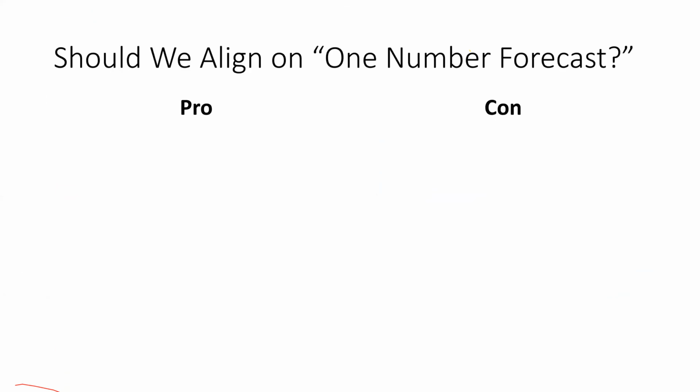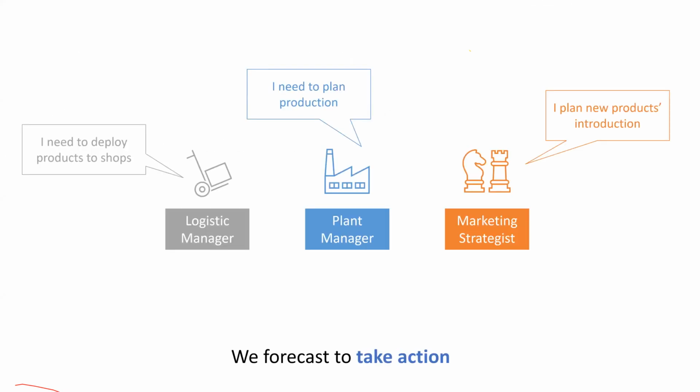Okay, so now for my small debate. In supply chain, you have a concept in forecasting called one number forecast. I'm going to go back to those guys. The one number forecast means that you're going to align on one single number for the forecast for these three different guys, so that the logistic manager, the plant manager, and the marketing strategist will share the exact same forecast. So you hope that they're going to be totally aligned.